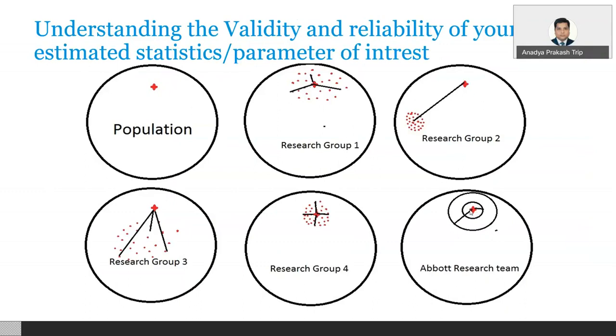Now if I compromise on precision and say that okay, even if I get the result somewhere in this circumference, I am okay, I have sufficient knowledge to understand the population central tendency. Then I have compromised a little bit on precision, and my sample size may reduce. So you can understand here how important precision is.